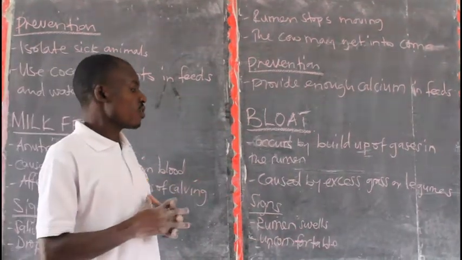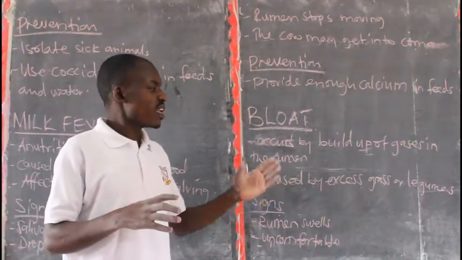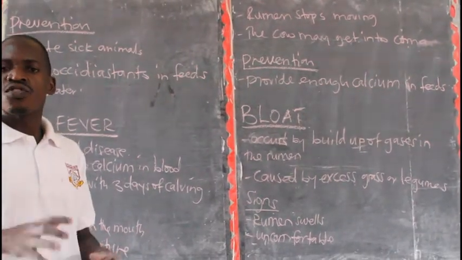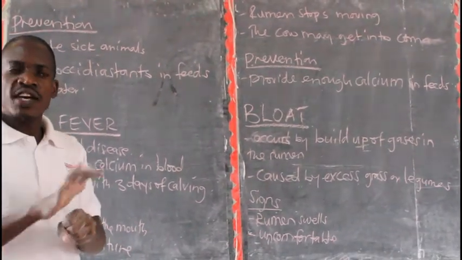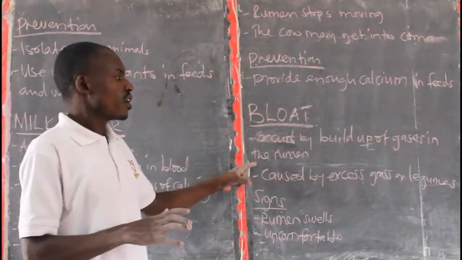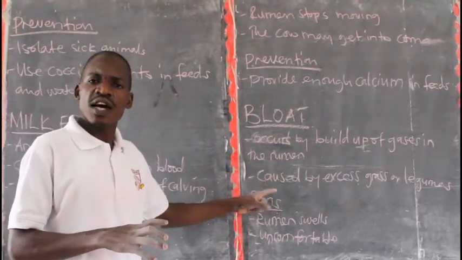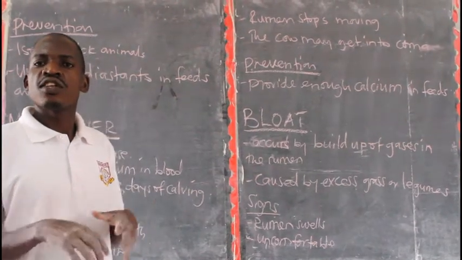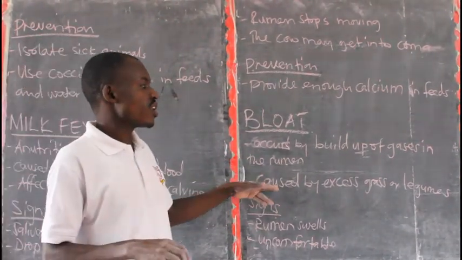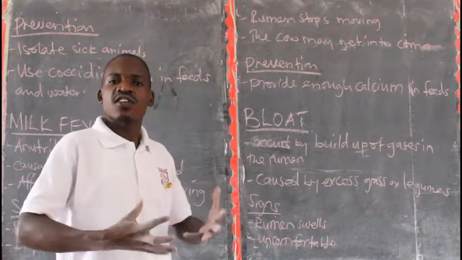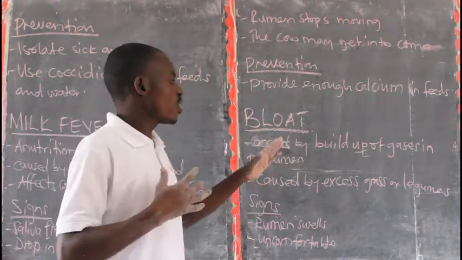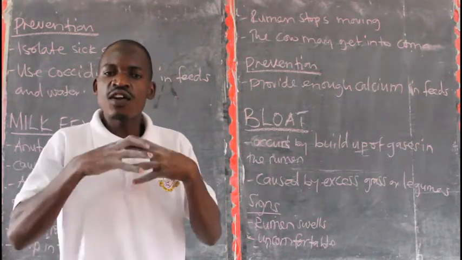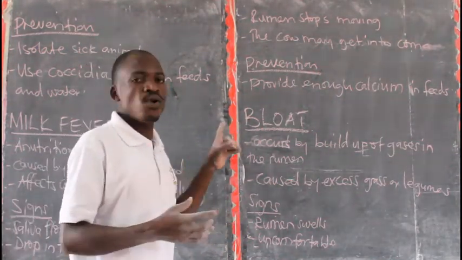Now, what causes bloat? Bloat is caused by excess grass or legumes. When there is too much legume and grass in the rumen, it fails to be digested, most especially in the wet season, and instead it ferments. After fermenting, it forms gas. So these gases accumulate in the rumen, leading to bloat.